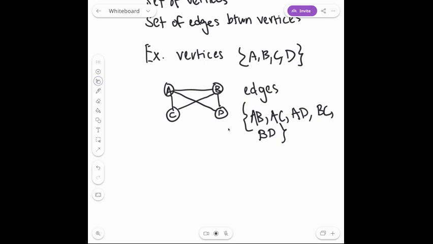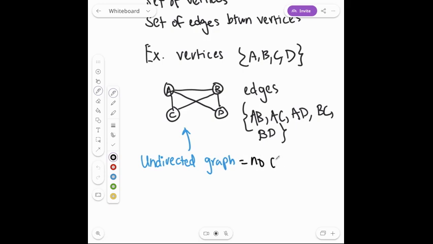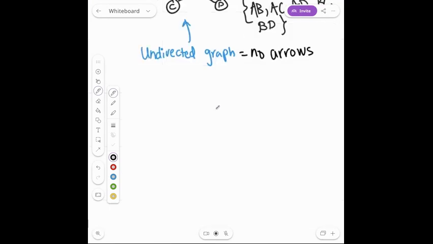This kind of graph is called an undirected graph, because there are no arrows on the lines. So in our elementary division, we only care about undirected graphs. So you don't worry about this too much.